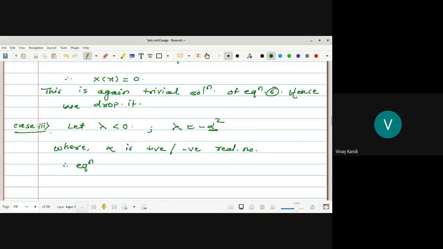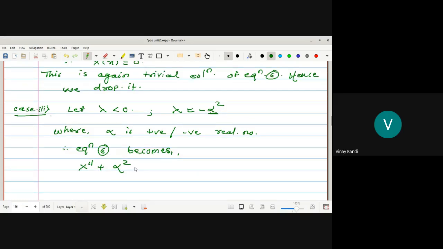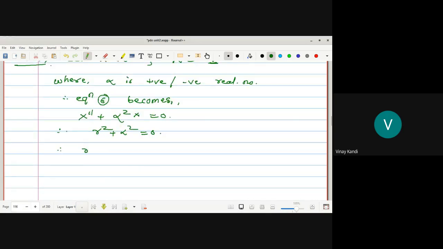Okay, therefore equation 6 becomes X double dash plus alpha square X is equal to 0. What is the characteristic equation? R square plus alpha square is equal to 0. Okay, this implies R is equal to... What are the roots of this equation?